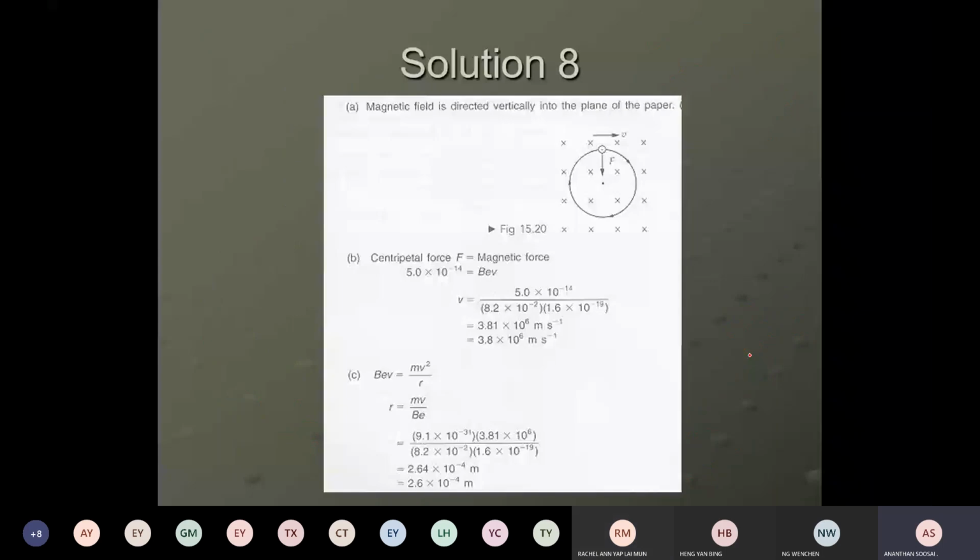So these are the answers you should get. The force equals Bqv, you find the velocity, so 3.8 times 10 to the power 6. So yes, Bqv, you know already. You can put the force, then you can find the radius.